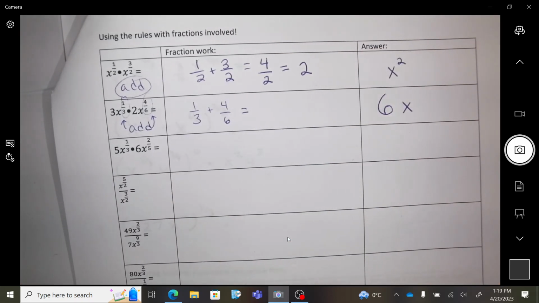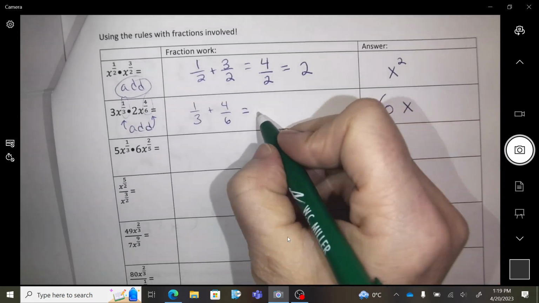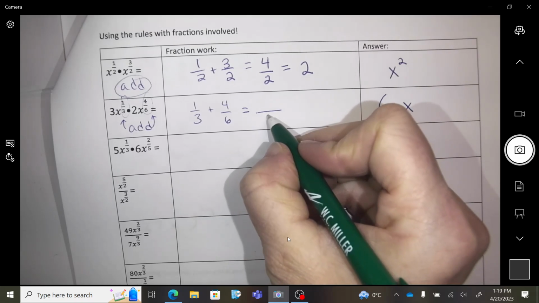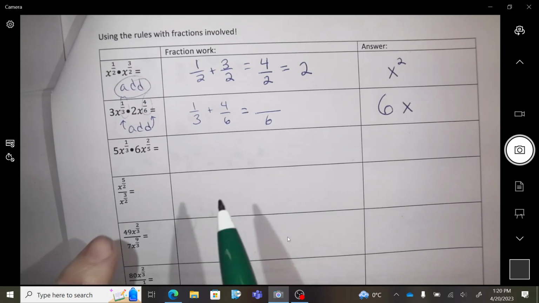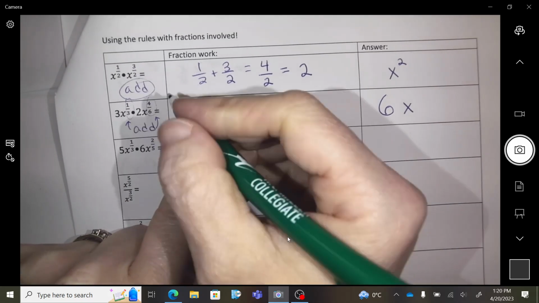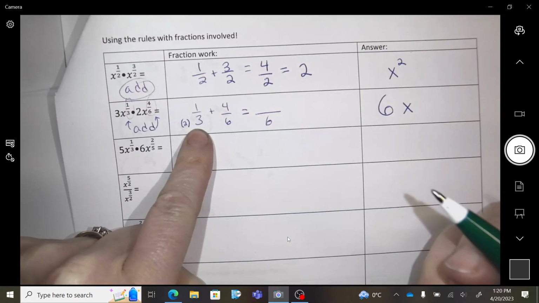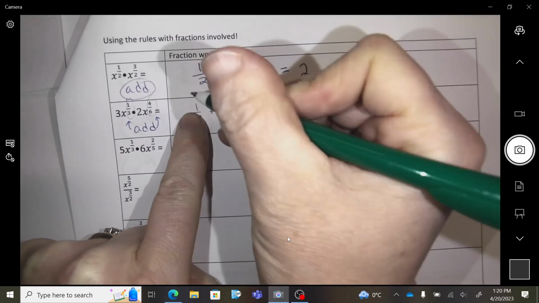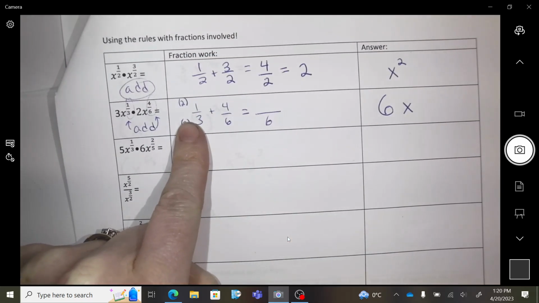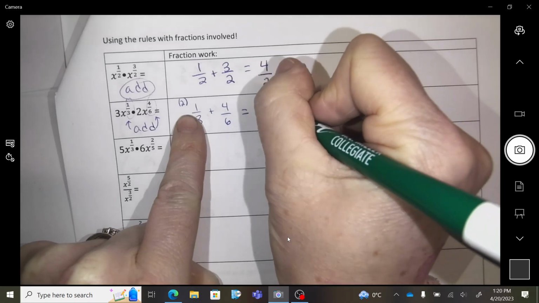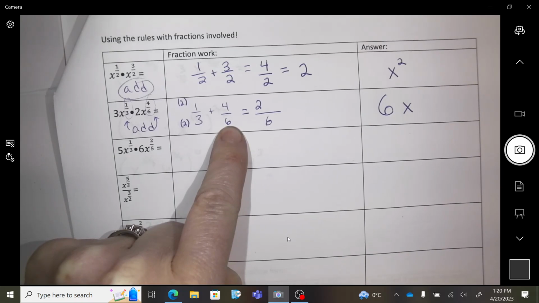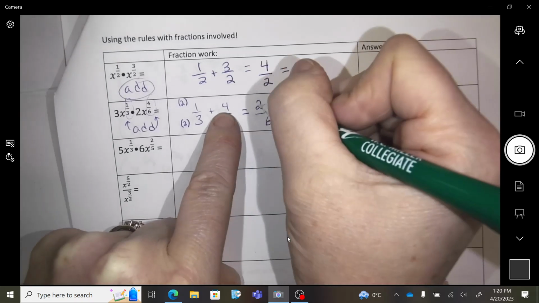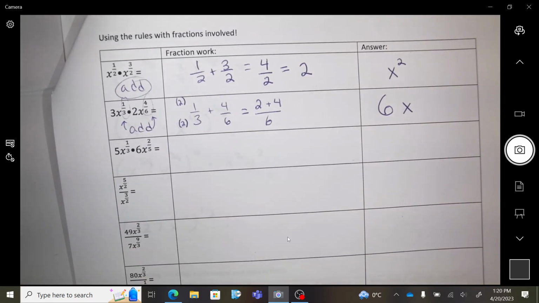Okay, the bottom is not the same, so I'm going to turn it into the same number, and the number I'm going to pick is a 6. I'm going to make them both a 6. So I can turn this into a 6 by multiplying it by 2. And if I do that, I also need to multiply the top by 2, creating a 2. This is a 6, so don't change it. So it stayed as a 4.